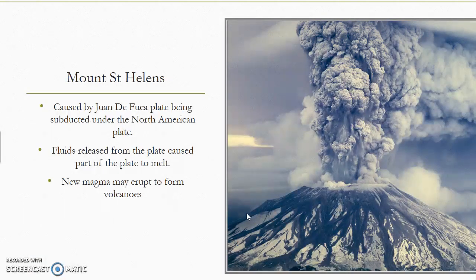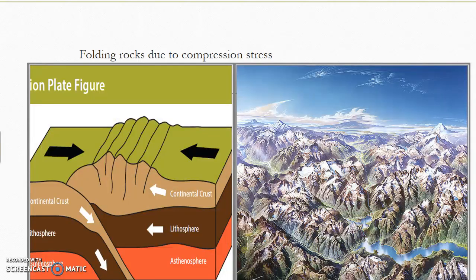This is Mount St. Helens. She actually erupted back in May of 1980. It was one of North America's biggest geological disasters. So yes, volcanoes definitely occur at convergent plate boundaries.